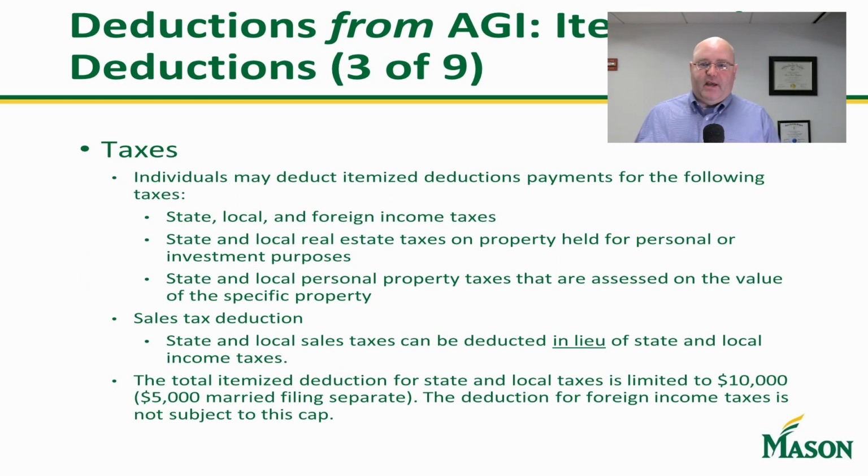However, there is a limitation here. You cannot deduct more than $10,000, and if you're married filing separate, it's $5,000. Now, I want you to stay here and think about this. If you're single, the limit is $10,000. If you're married filing joint, for both of you, it's $10,000. That's a total of $10,000. It's a marriage penalty.